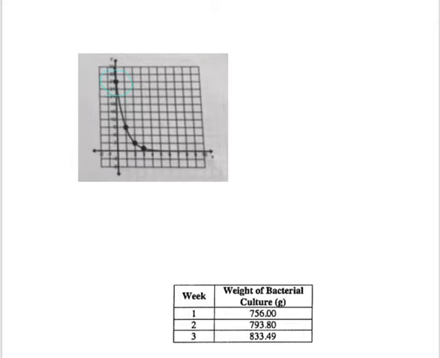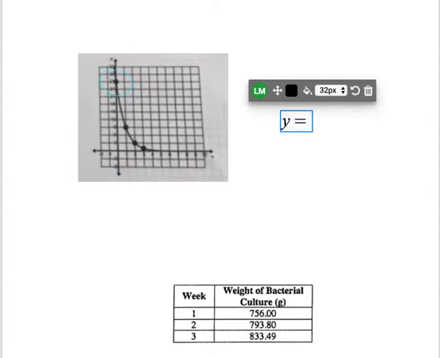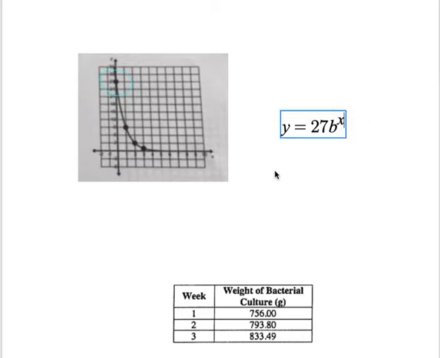So I'm going to go ahead and just start over here. I'm going to put y equals 27, b to the x. Okay, and I don't have that multiplier. So let me look at some of the other points. Now I'm noticing that this is definitely decreasing, so that means it's going down.